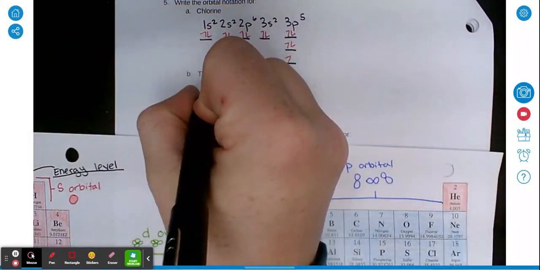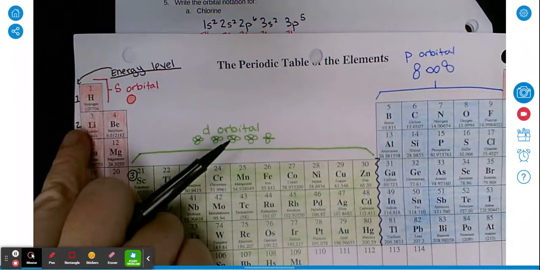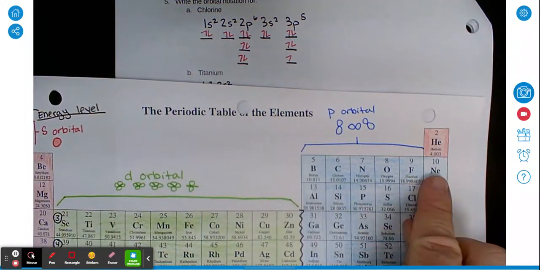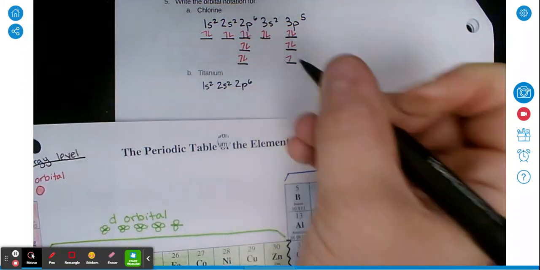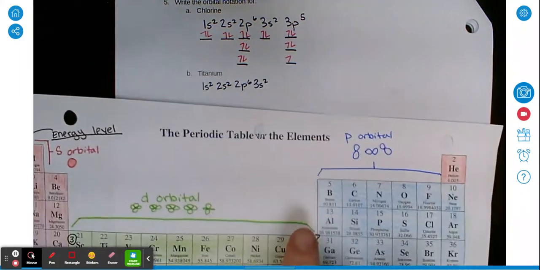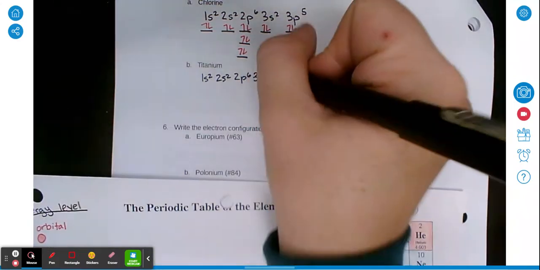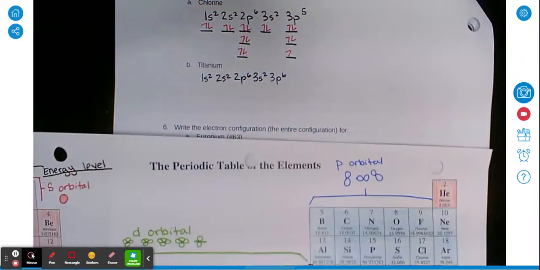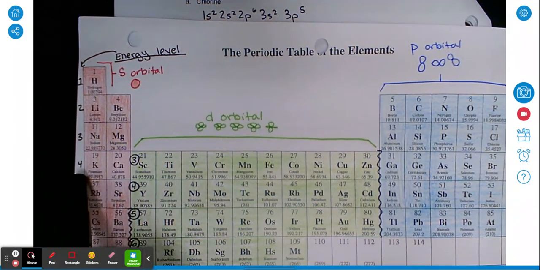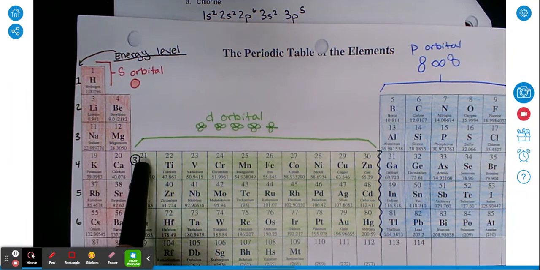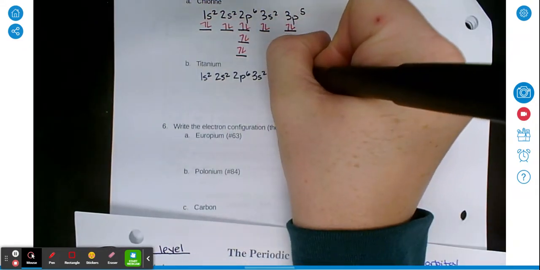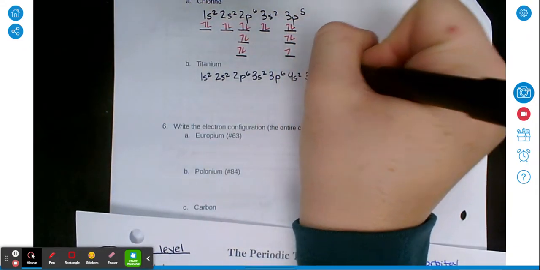1s2, 2s2, 2p6, 3s2, 3p6. Now, titanium is in the 4th row, but it's in what? Acting funny row. So 4th row, I'm going to go through the S's. So 4s2. Then I'm going to jump down to 3d, and then it's 2. 4s2, 3d2.